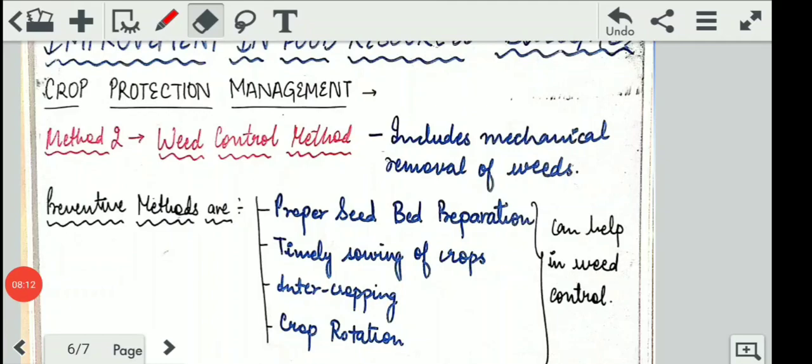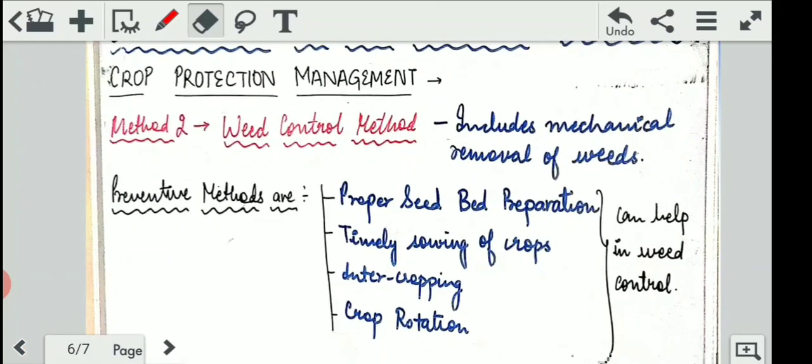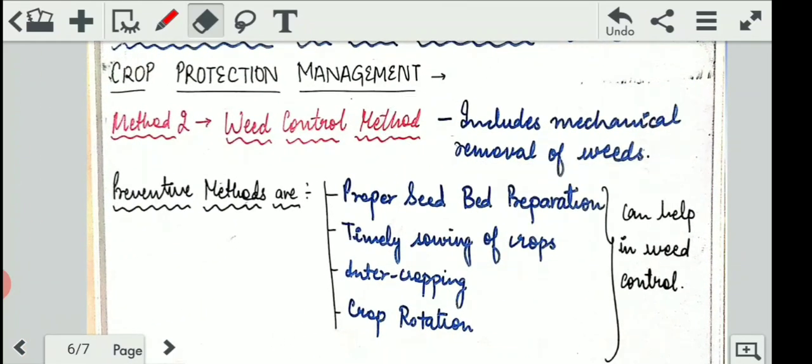Sorry, this is weed control method. Okay, now first we studied about insects, now this is weed control method. Includes mechanical removal of weeds. इसमें क्या है, that we remove weeds from the field. This is done in many ways which is not necessary for you to cover. Preventive methods की weeds हो ही ना field में, what can be done जिससे weed की growth ही ना हो. Proper seed bed formation, proper एक bed formation होनी चाहिए जिसमें हम अच्छे से seeds को grow करें ताकि weeds की place ही ना रहे.